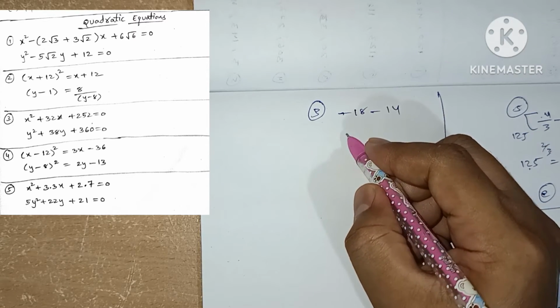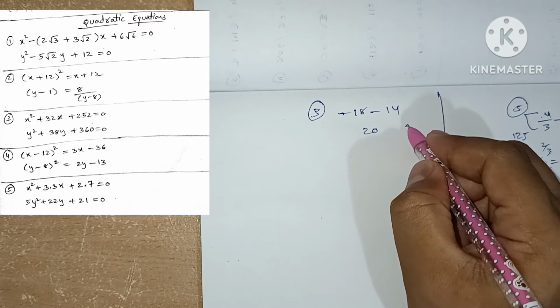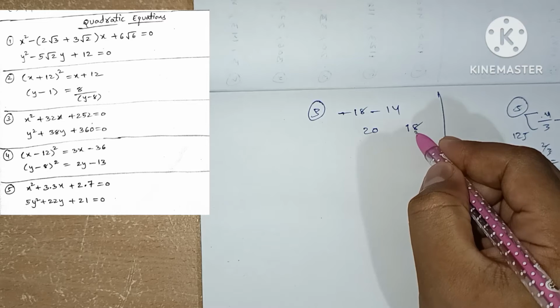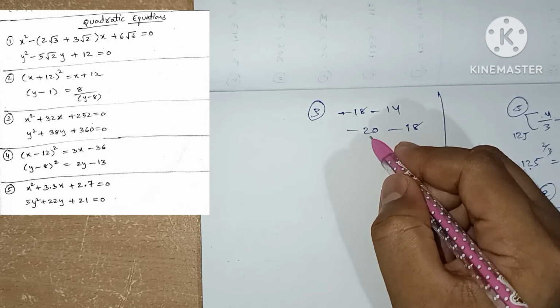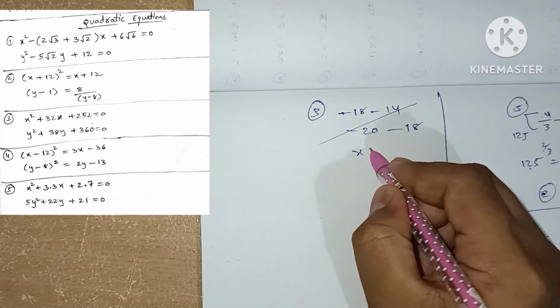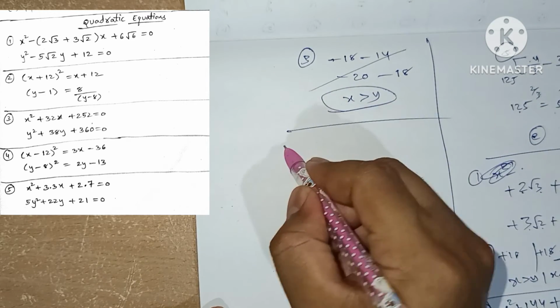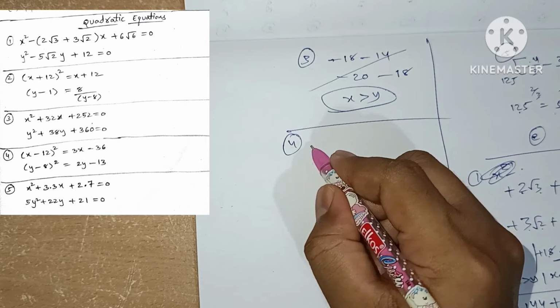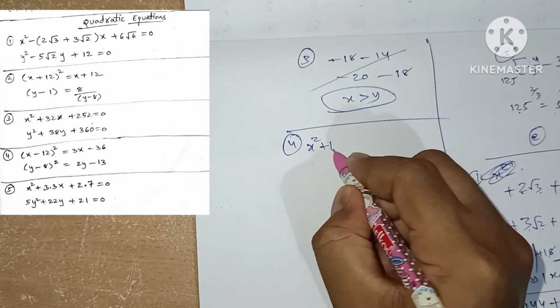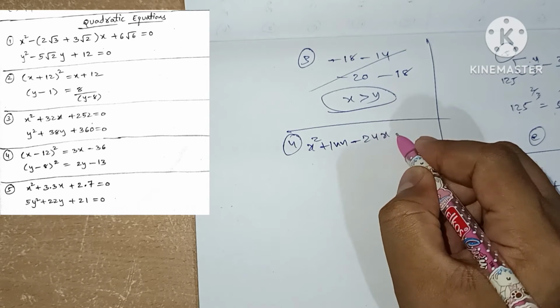Second one, 360 means 20 times 18, which will be 360. Plus and plus means both the roots are negative. Now comparing these two, it is clear that x is greater than y.